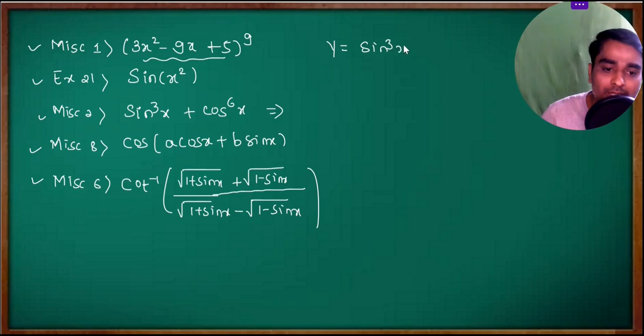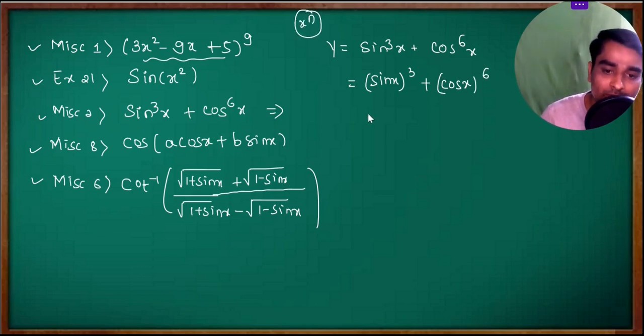Third one now, this one here, y is equal to sine cube x plus cos to the power 6 x. Cos to the power 6 this is, okay? So can I write these two as sine x whole cube plus cos x to the power 6? Now are they looking like x to the power n to you? Yes, of course they are looking. So dy by dx, what will be dy by dx here? 3 sine square x into sine x differentiation, cos x.